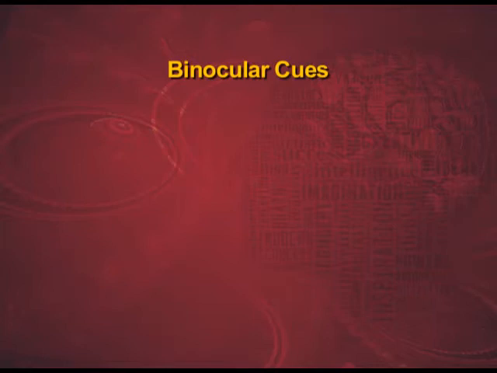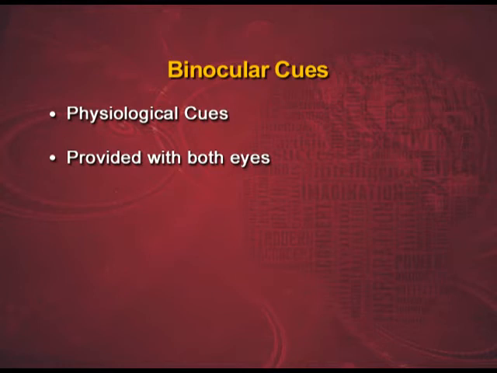These were the psychological cues that used one eye. There are some others which use both the eyes to give you the perception of depth. These are known as the binocular cues. These are physiological cues, and as they are provided by both the eyes, they have a biological basis. Let us look at some of them.